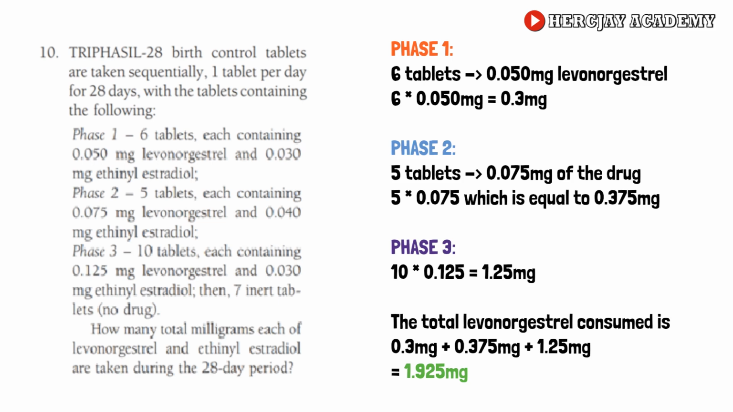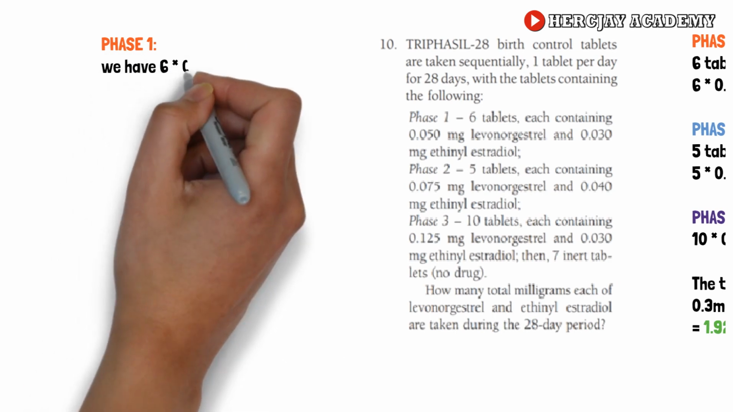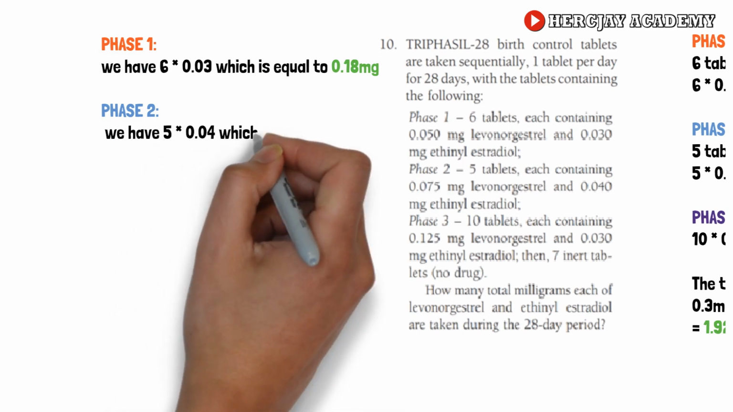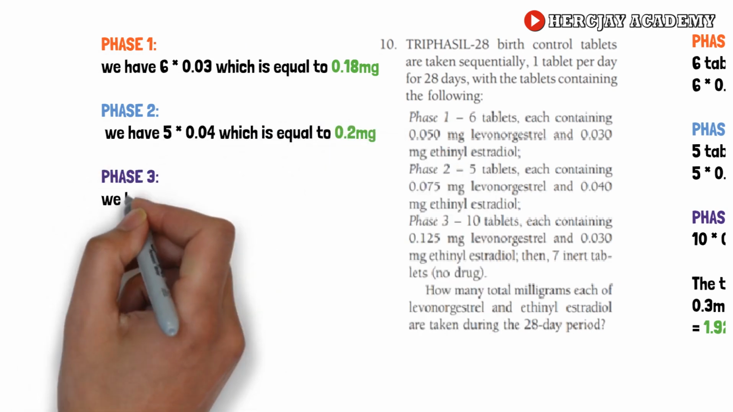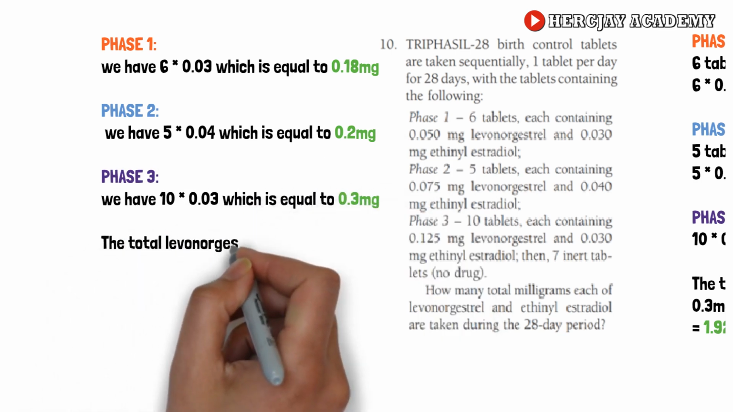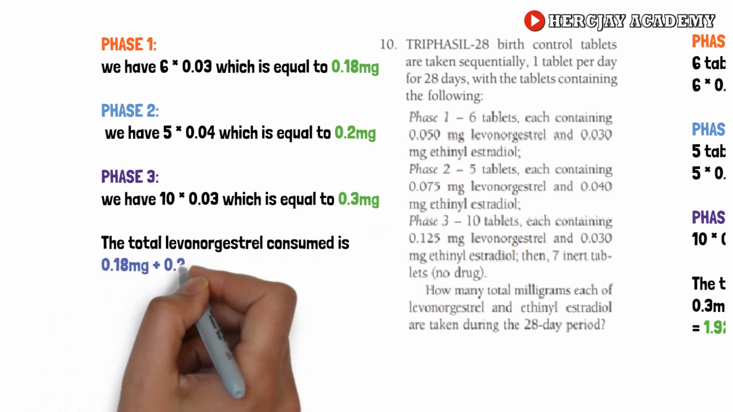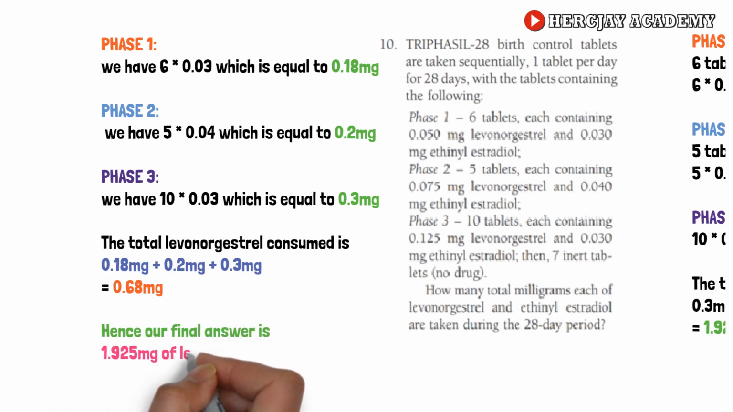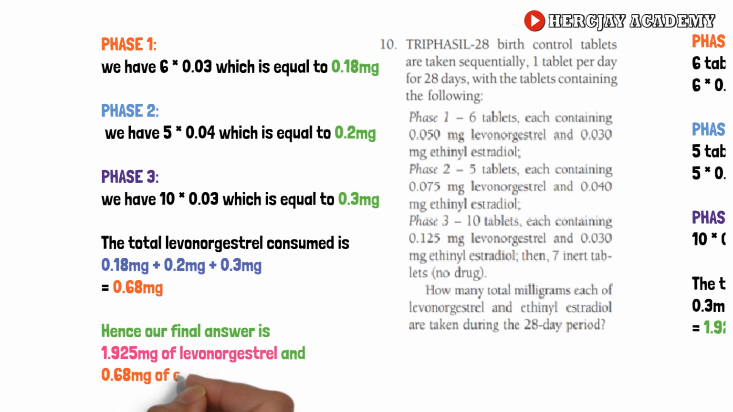Now, we repeat the same calculation for ethinyl estradiol. For phase 1, we have 6 times 0.03, which is equal to 0.18 milligram. For phase 2, we have 5 times 0.04, which is equal to 0.2 milligram. For phase 3, we have 10 times 0.03, which is equal to 0.3 milligram. The total is 0.18 plus 0.2 plus 0.3, which is equal to 0.68 milligram. Hence, our final answer is 1.925 milligram of levonorgestrel and 0.68 milligram of ethinyl estradiol. Let us proceed to the next question, question 26.